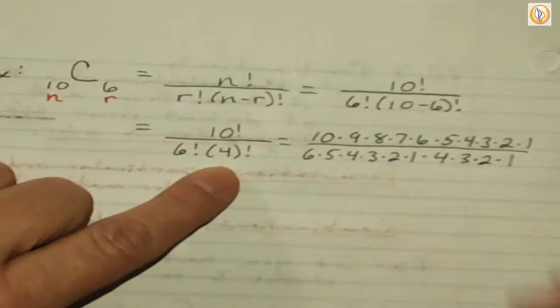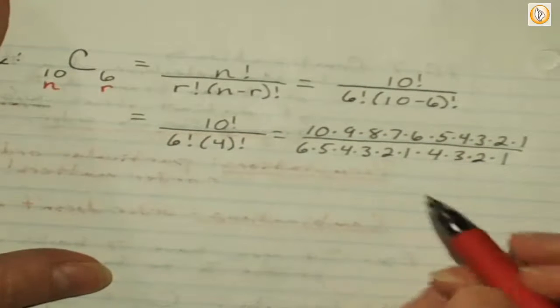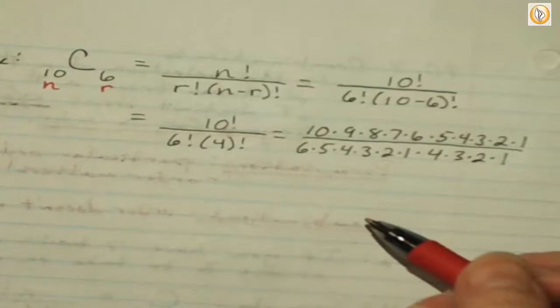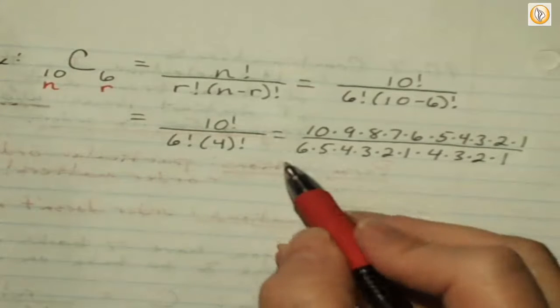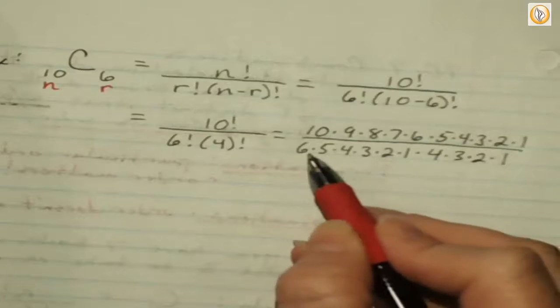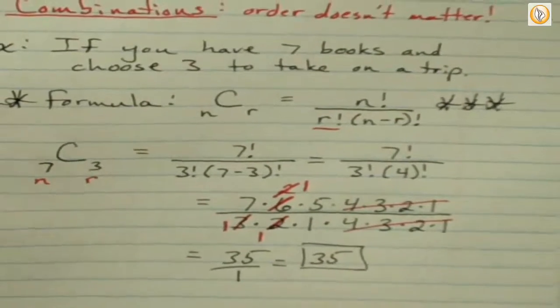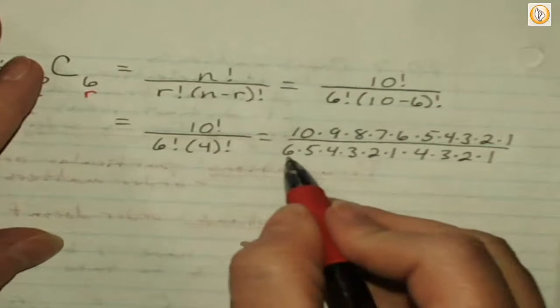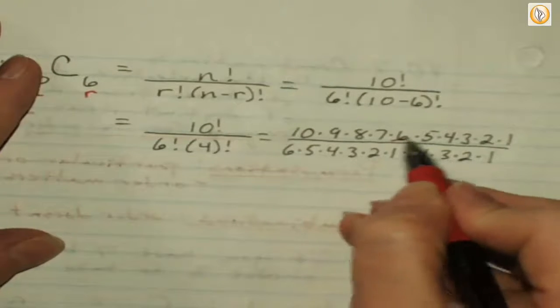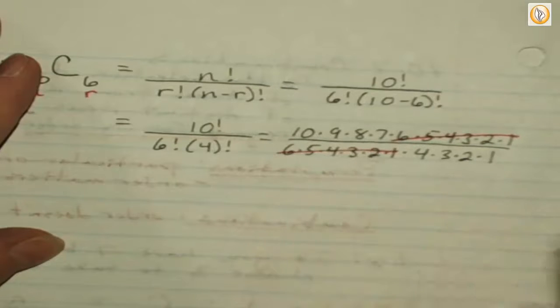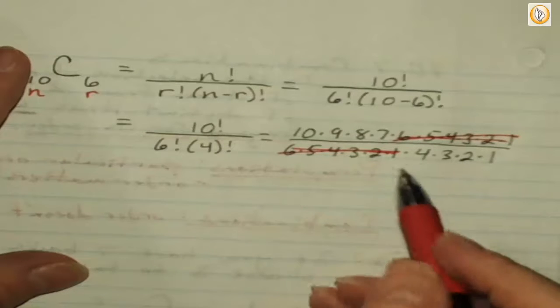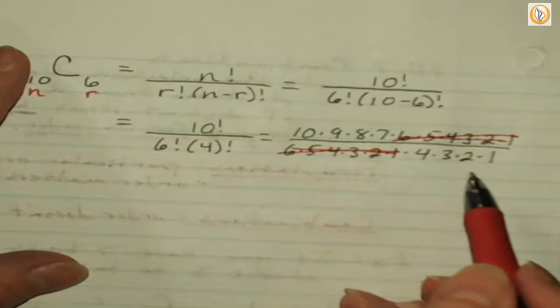times 2 times 1. Now in this case, we want to take out as much as we can first, right? We want to eliminate. So this time, look at this. This 6 factorial is a lot bigger than the one we did over here. Like this was 3 factorial and 4 factorial. You want to take out the most numbers at once, right? So right here, the 6, 5, 4, 3, 2, 1 would be the easiest to take out first. So we're going to eliminate that. Now I'm left with 10, 9, 8, 7, and 4, 3, 2, 1.